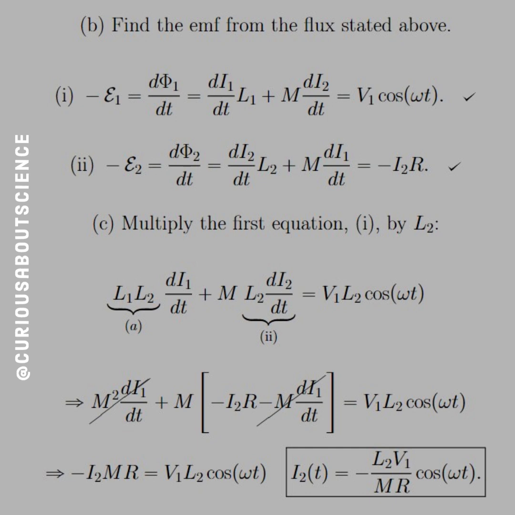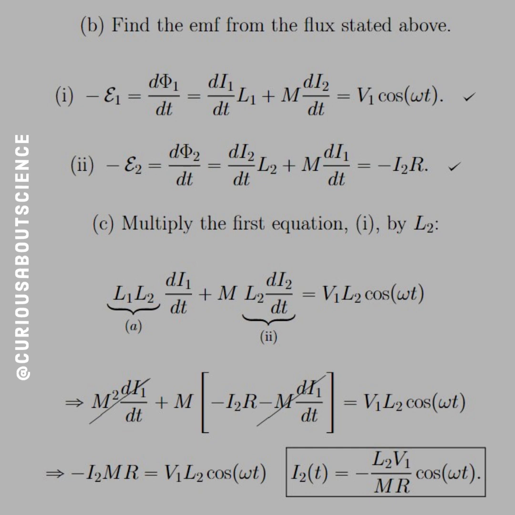Okay, multiply equation 1 by L2, and what we see here is that we have L1 times L2, and then we have L2 di2.